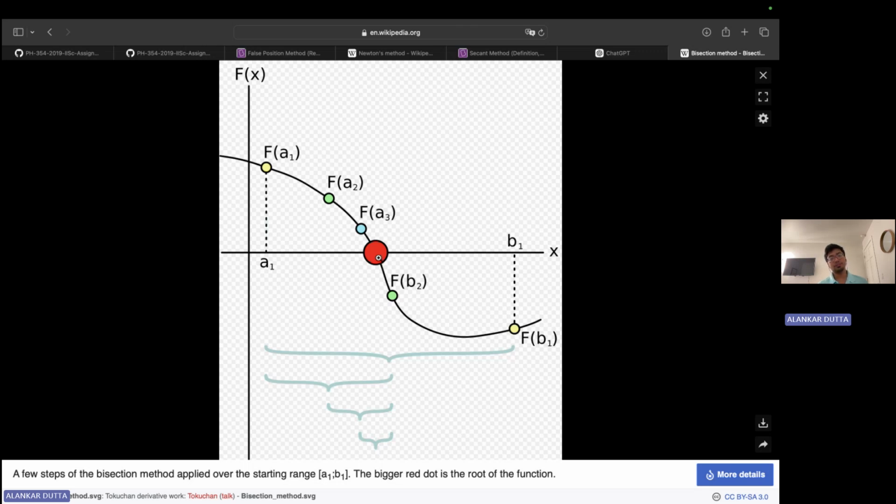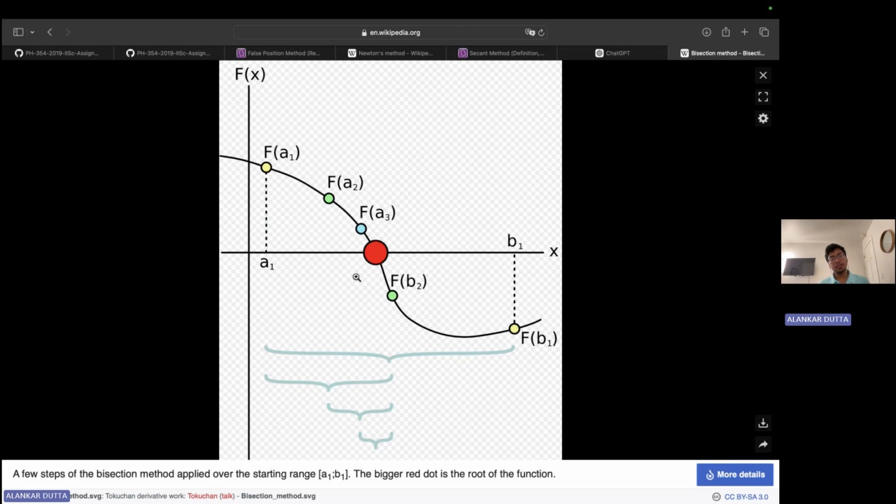So then you take 2 points, say a1 and b1, which are on two sides of the root. So if you see that at the true root, which is the red point, this is 0, then to the left of it the function is positive, and to the right of it, the function is negative. It can also be the other way around, but the idea here is that on either side of the root, the function has opposite signs. So if it is positive on the left, then it is negative on the right, and vice versa.